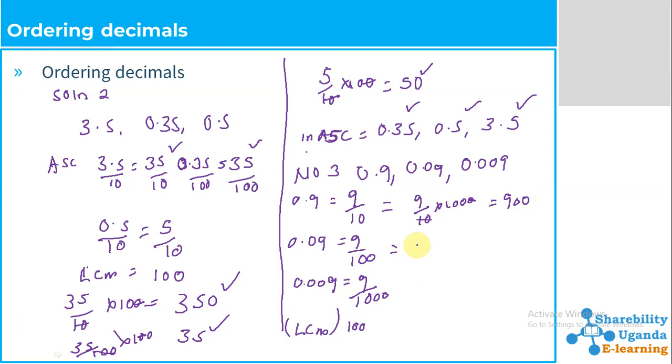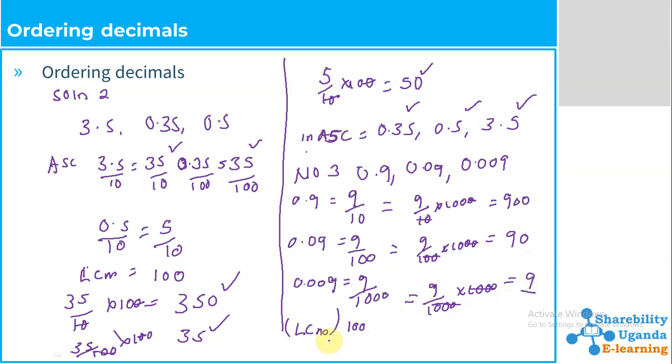Then here we shall also get 9 out of 100 times 1,000. Okay, we cancel here and here. So here we shall get our 90. Then also here we get 9 out of 1,000 times 1,000. So our 1,000 is going to cancel. Here we shall get our 9.